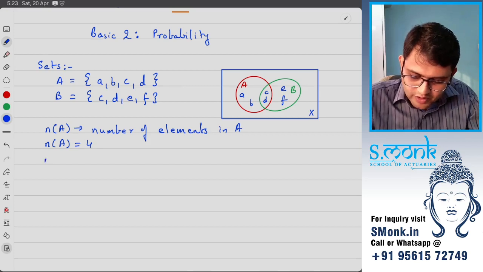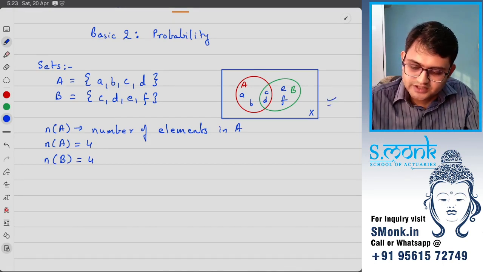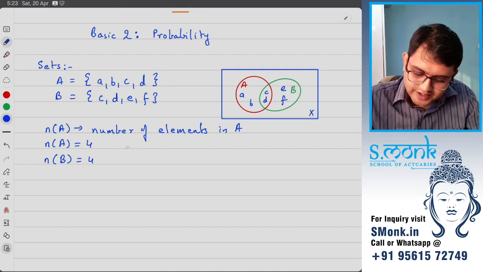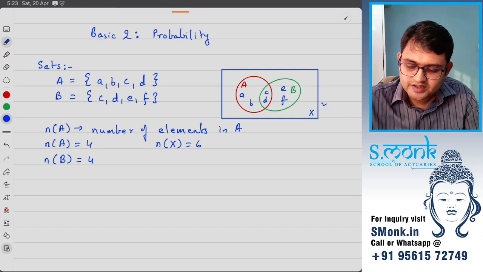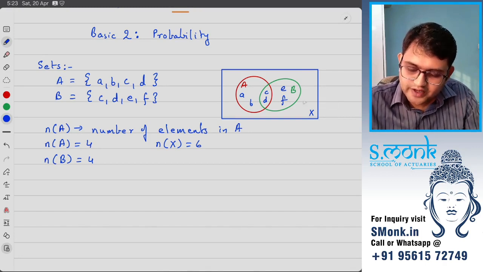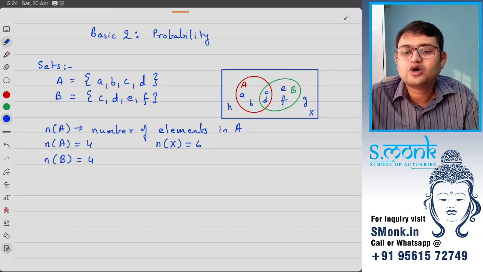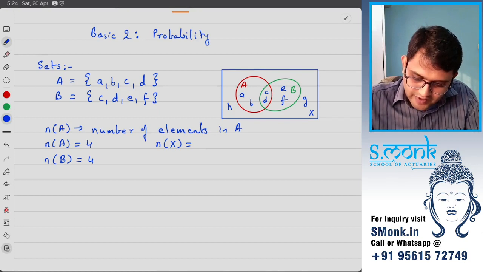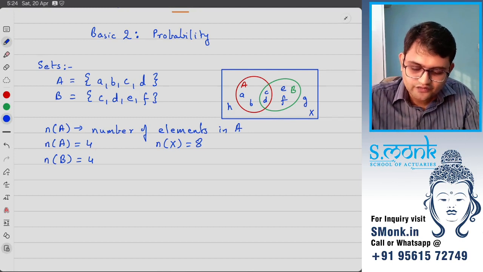Okay. Then the number of elements in B is again 4. So we usually talk about the number of elements. In this case, the number of elements in the universal set is 6. There are a total of 6 elements in this case. Let's say I also had G and H that were not part of A or B. So here I would have 8 elements in the universal set, whereas 4 of them are in A and 4 of them are in B.